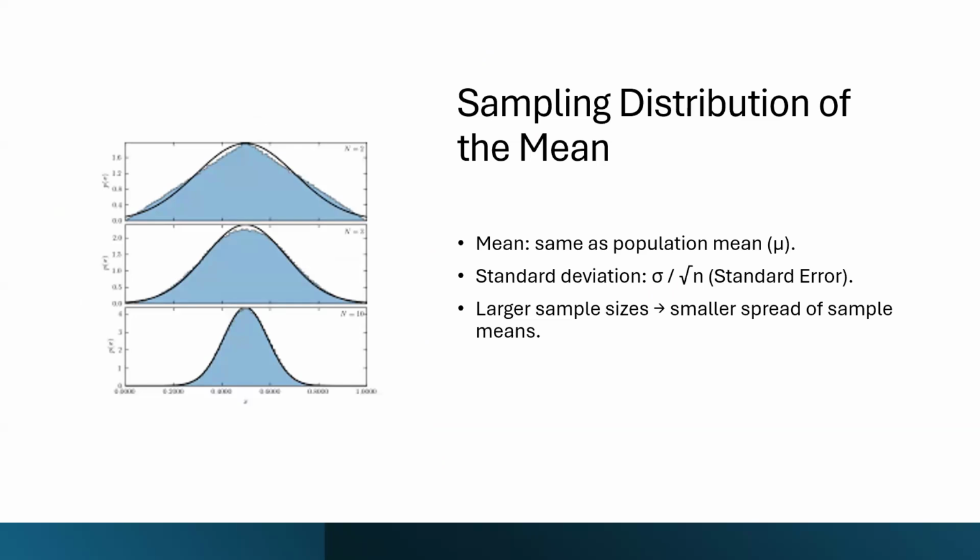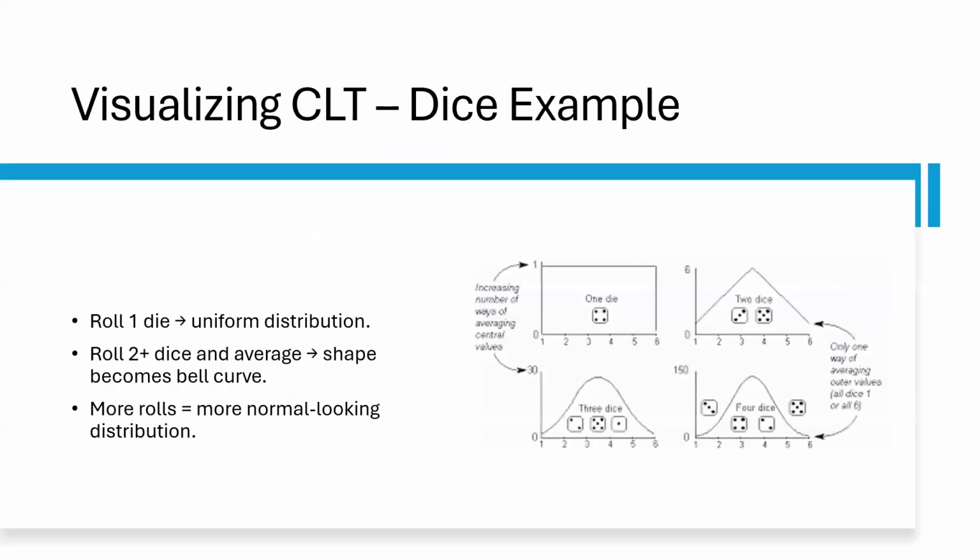Let's break this down further. When we take samples and compute their means, the mean of all those sample means is equal to the population mean, mu. The standard deviation of the sample means, called the standard error, is sigma divided by the square root of n, our population standard deviation divided by the square root of the sample size. So if we take larger samples, that denominator gets bigger and the standard error gets smaller, meaning our estimates get more precise. It's like zooming in with a higher resolution lens. You'll see the true average more clearly.